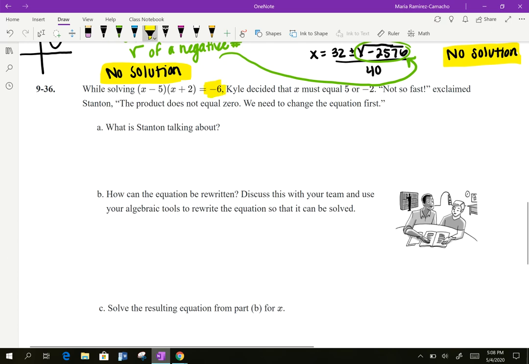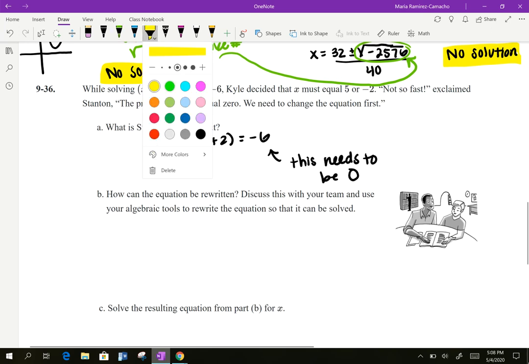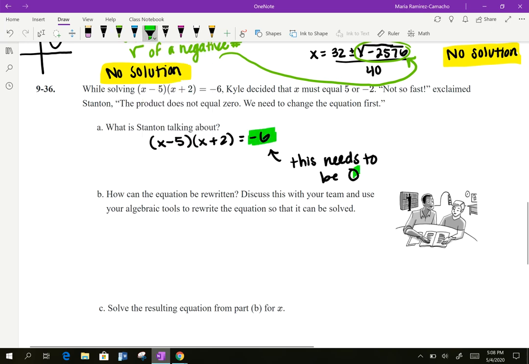Well, this -6 is in the way. I need my equation to be equal to 0. So what is Stanton talking about? This needs to be 0. We need to have a 0 where the -6 is. So part B says, how can the equation be rewritten? Discuss this with your team.